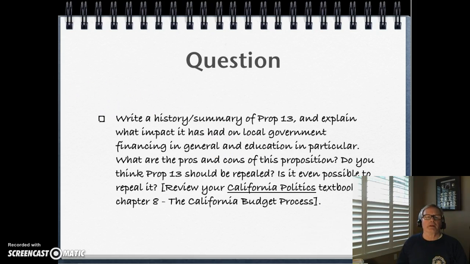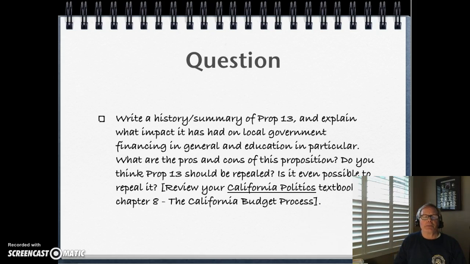Next question is, you're supposed to write a history summary of Prop 13 and explain what impact it had on local government, financing in general, and education in particular. What are the pros and cons of this proposition? Do you think Prop 13 should be repealed? Is it even possible to repeal?